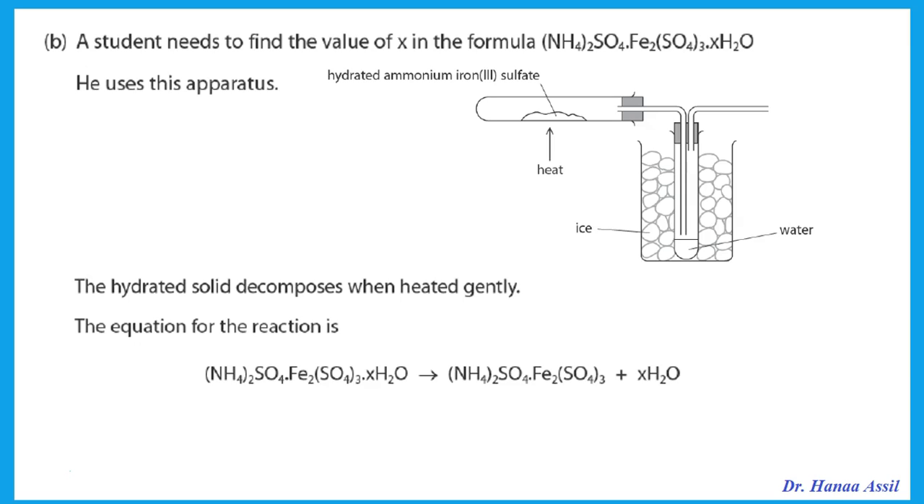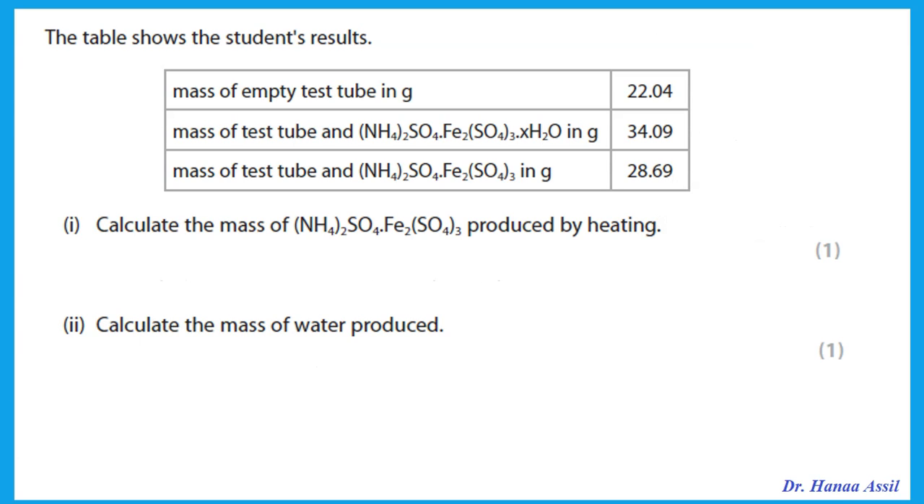A student needs to find the value of X. So we're trying to find how much water, X water. Remember, this is how we write the formula of a hydrated salt. A salt that has water in it would have the formula dot X water, and we're trying to get what X is. Now, the table shows the student's results. We have the mass of the empty test tube, the mass of the test tube with the salt and the water, and the mass of the test tube with the salt alone after we have heated to evaporate the water.